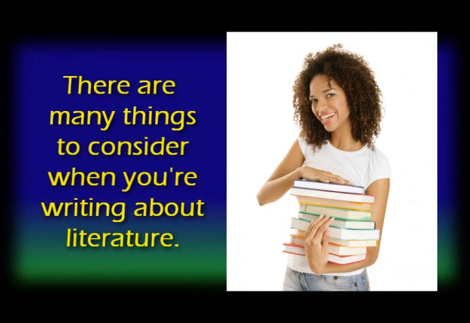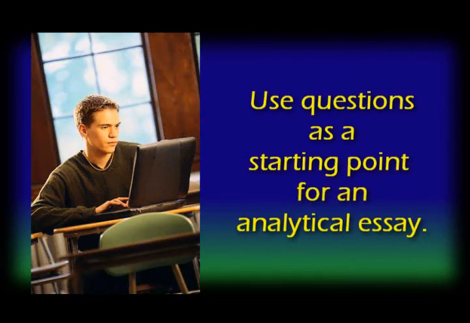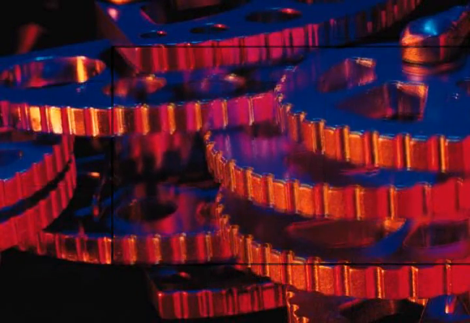Obviously, there are many things to consider when you're writing about literature. Your answers to any of these questions would be a good starting point for an analytical essay. Find a topic that is interesting to your readers, but more importantly, interesting to you. Remember that you're not just writing about a piece of literature, you're analyzing it. Analyzing means that you're looking at how all the parts work together to create the whole.